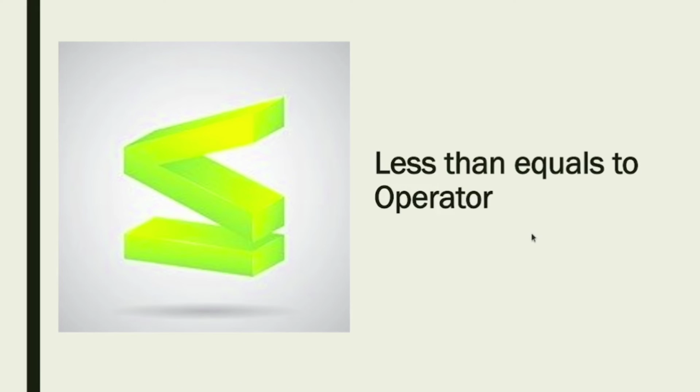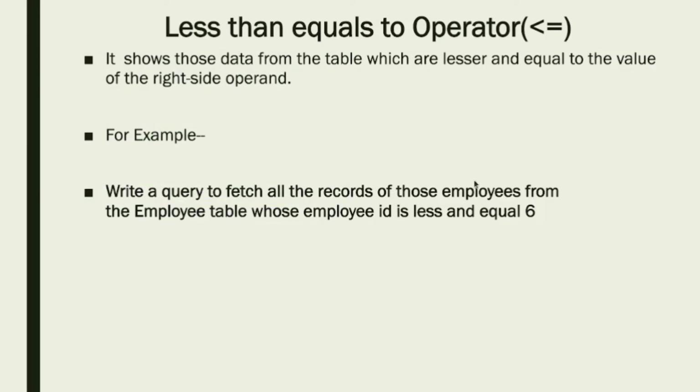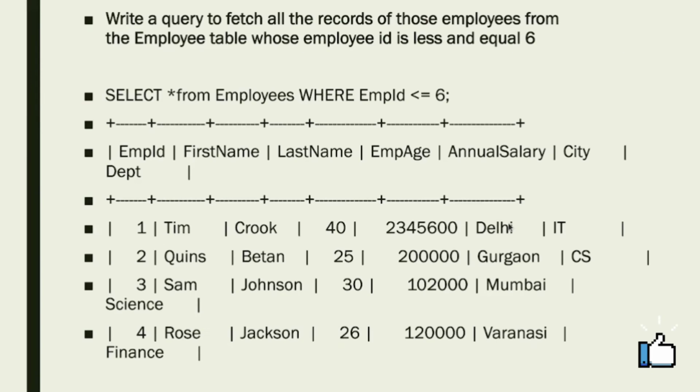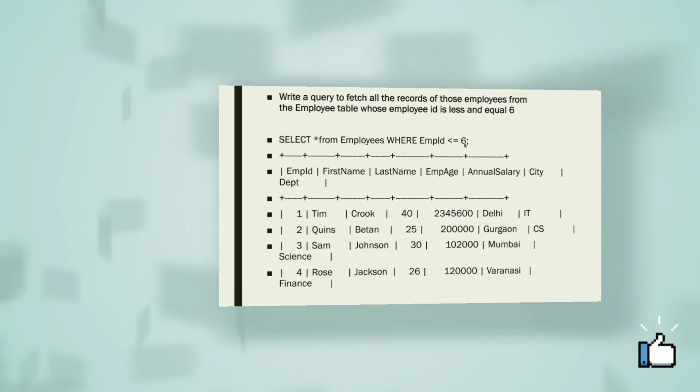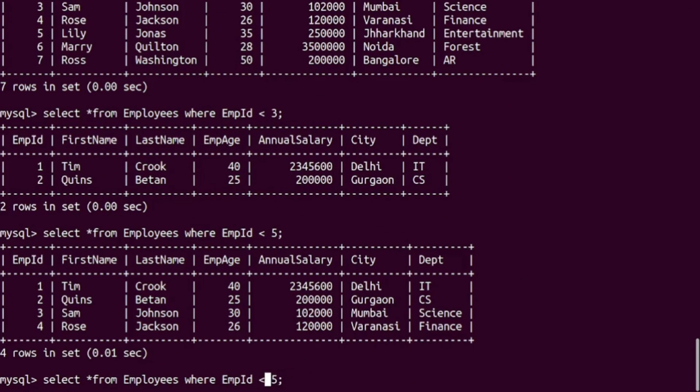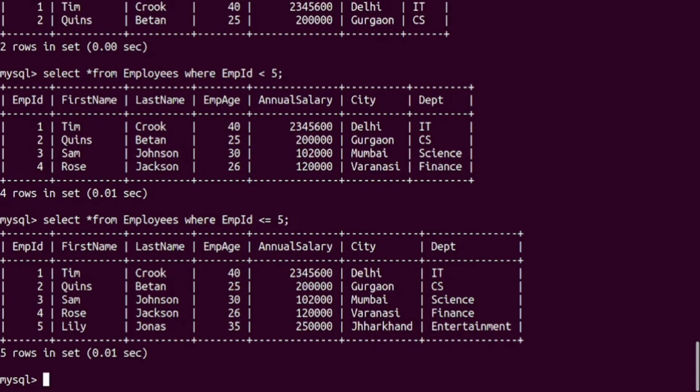Our next topic is less than equal to. The less than equal to operator shows those data from the table which are lesser than and equal to the value of the right hand operand. Here, employee ID is less than equal to 6. Let's check it in the terminal. SELECT * FROM employees WHERE employee ID is less than equal to 5. It's showing all the data less than 5 and equal to 5.